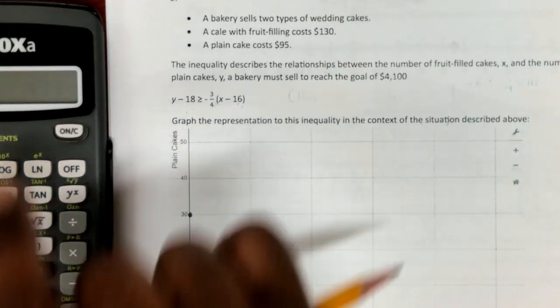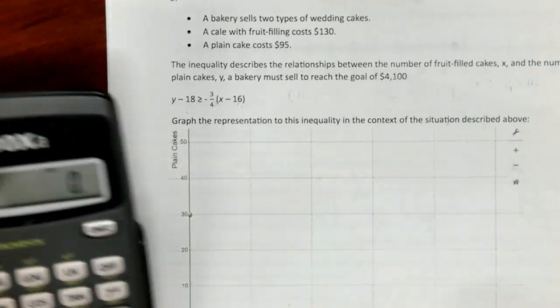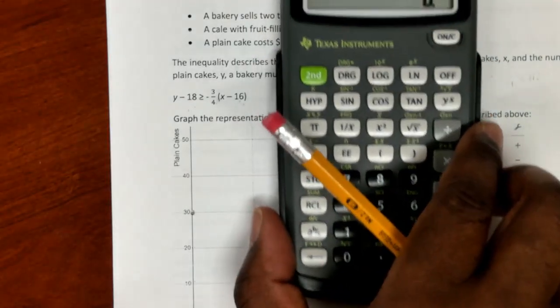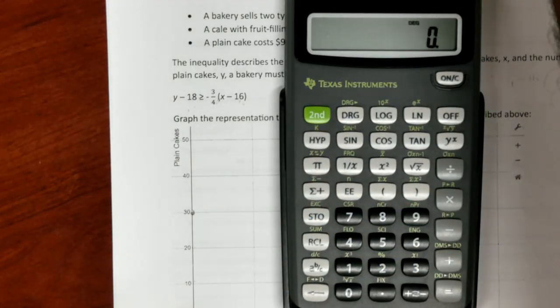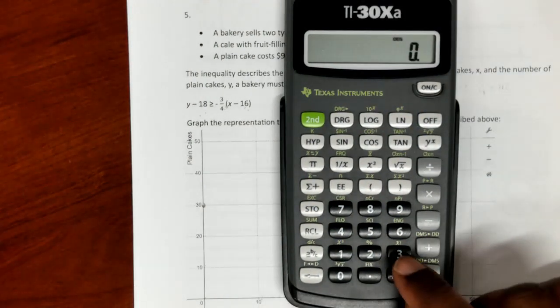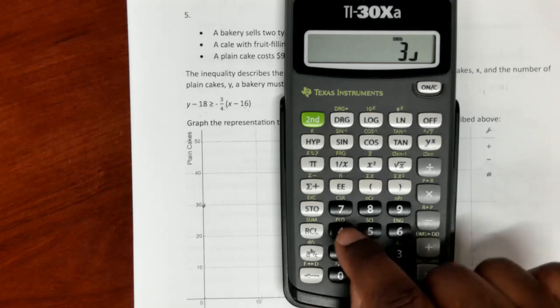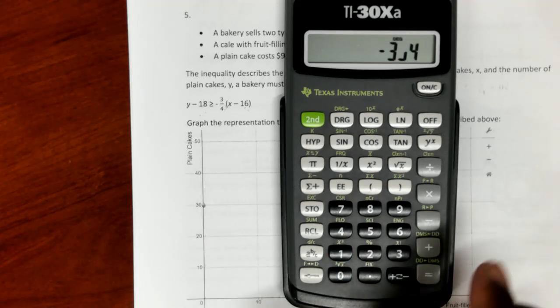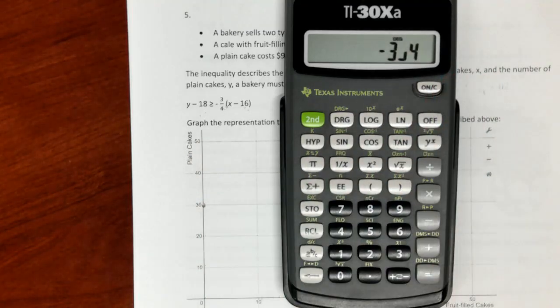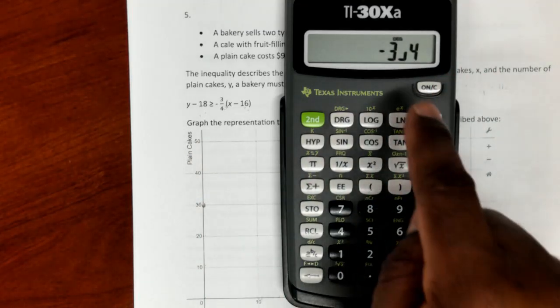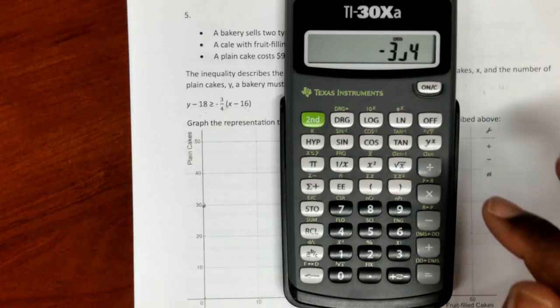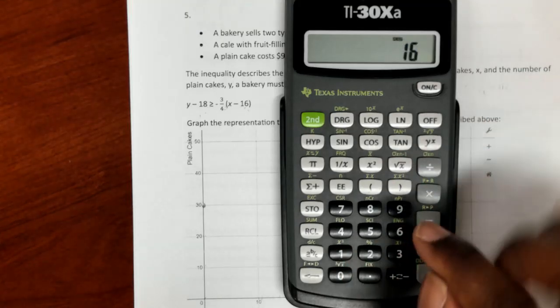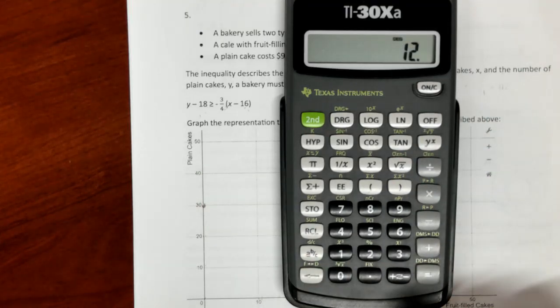Okay, so how do we do that? Well, we take the calculator, and remember, if you need to type a fraction, you're going to do 3 ABC 4, and then since it's negative, we make it negative. Now when we do that times x, it's just going to be x. But I want to see what it's going to be when I multiply it by 16. So that times negative 16, it's going to be 12.